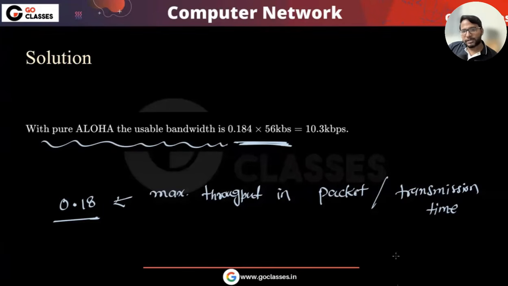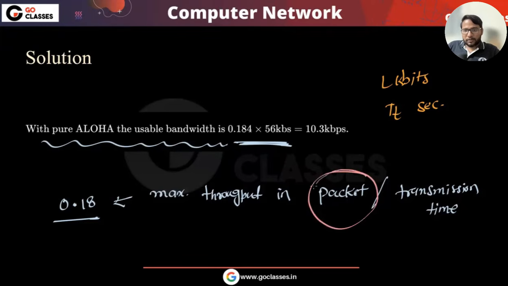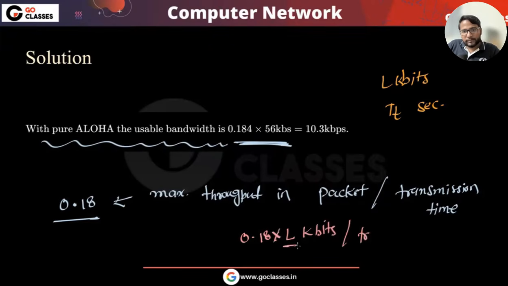So basically if they give you length, let's suppose L equal to some bits. Okay, the length is in L bits, and they give you the transmission time, let's suppose in some seconds. Let's suppose it is kilobits. Then for this packet per transmission time, you need to convert to kilobits. Then you need to multiply 0.18 into L kilobits. This will be kilobits per transmission time. You need to multiply by the L if they give you the packet length.